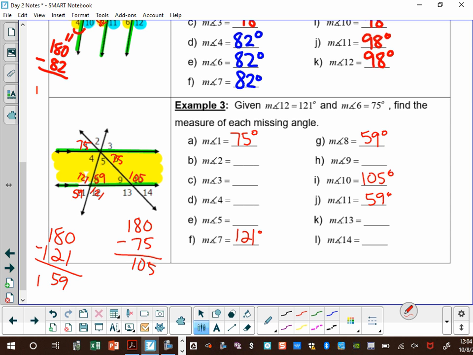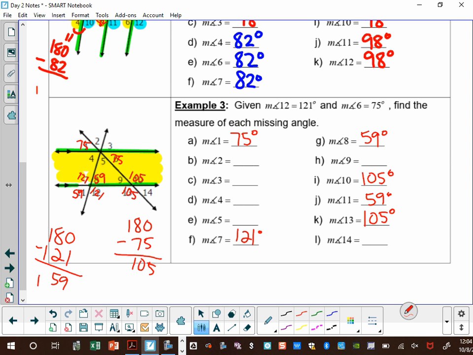Sorry, my circles look like 6s. All right, what else can we do that's easy from angle 10? Angle 9? No, 13. 13 is easy, that's going to be what, Chris? 105. Good. So angle 13 is 105.